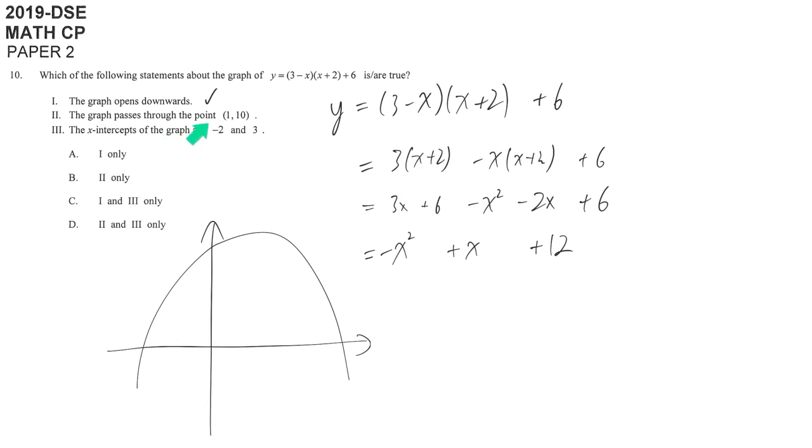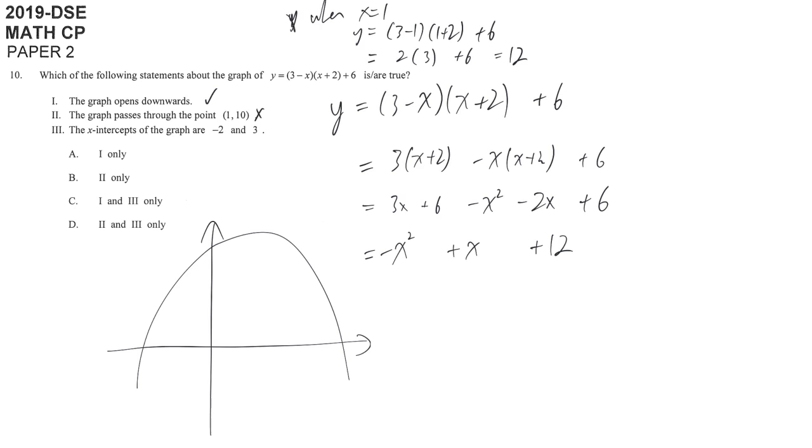Does this pass through the point (1, 10)? That means they ask you: when x equals 1, is our result equal to 10? You may substitute it into the original function, or this function, as you like. So when x is equal to 1, y is equal to 3 times (1 minus 1)... 1 plus 2 plus 6. I prefer the original function, the original format, because sometimes I worry that I make some careless mistake here. So it's 2 times 3 plus 6, we get 12. So it is not 10. That's why this one does not pass through.